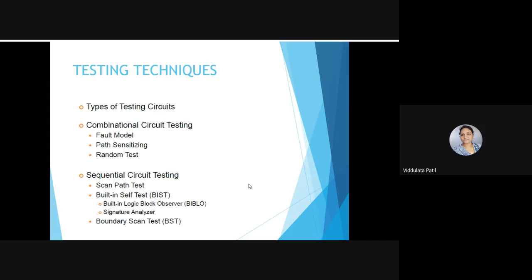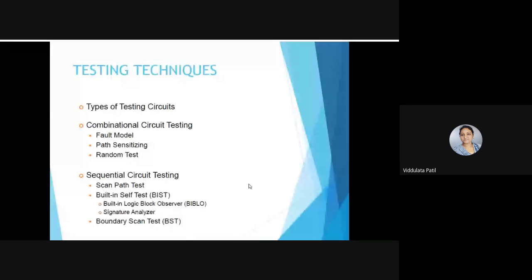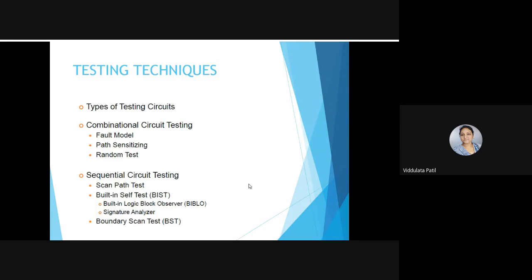Now let us see different testing techniques. Depending on which type of circuit we are testing, there are two types: combinational circuit testing and sequential circuit testing. As we know, in a combinational circuit there is no feedback from the output, because we are not using any output as an input to the circuit. So the output of a combinational circuit is dependent only on the present input condition. Here we have three different types for combinational circuit testing: one is the fault model, another is path sensitizing, and the third is random test. So these are the three methods for combinational circuit test.